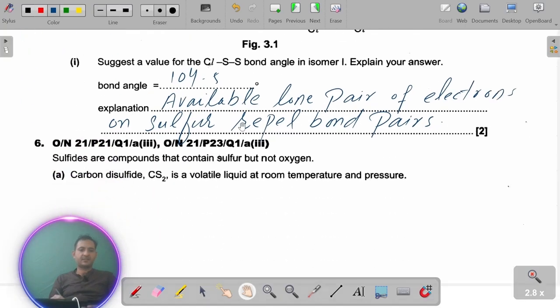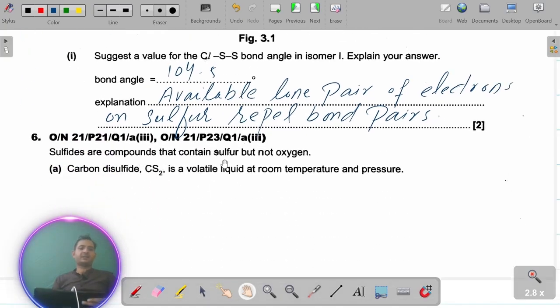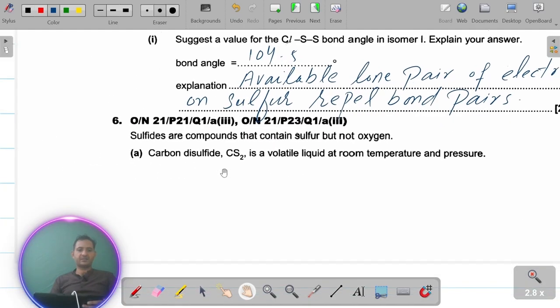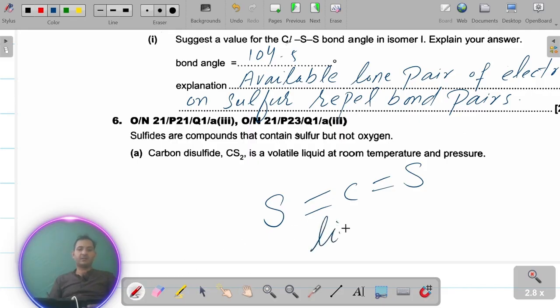Next, sulfides are compounds that contain sulfur but no oxygen. Carbon sulfide, CS2, is a volatile liquid at room temperature and pressure. Carbon has a double bond with each sulfur, because there is no lone pair of electrons on the carbon. That is the reason for the linear shape. If asked about the shape, it is linear, and the bond angle is 180 degrees.